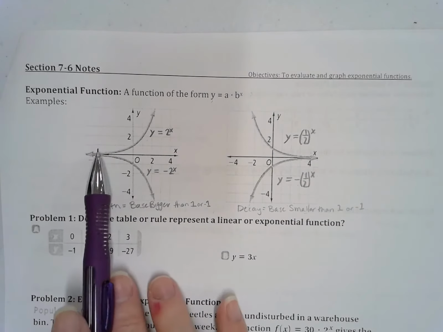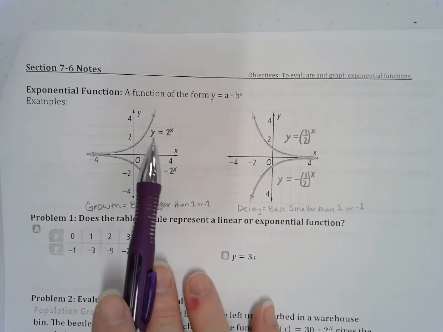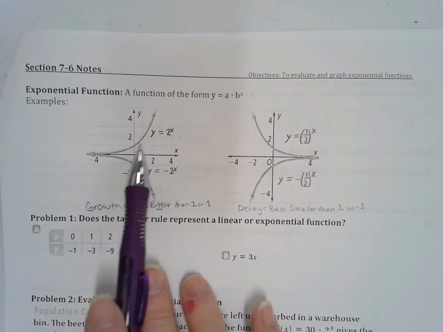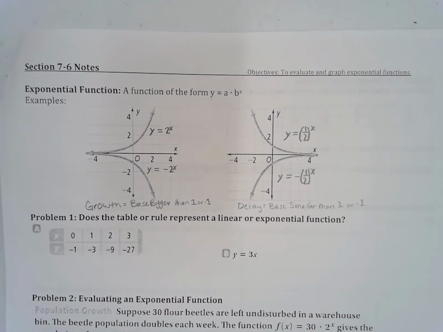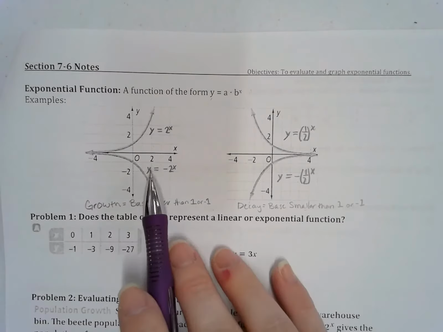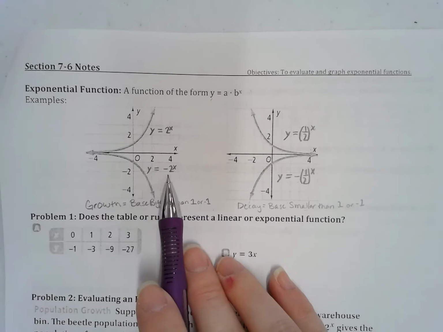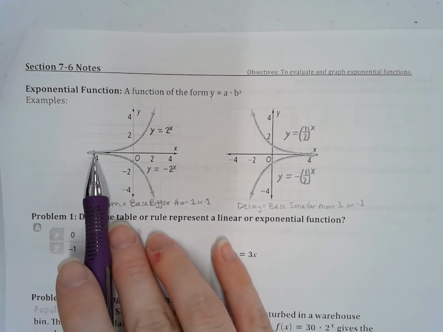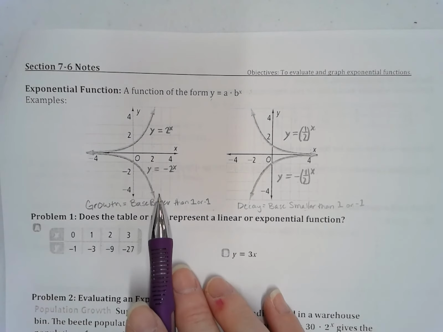For example, this top curve is y equals 2 to the x power. Starts near 0 and continues to grow up. The next equation down here is y equals -2 to the x power. Still starts near 0, but instead of going up, this one goes down, what we call exponentially.